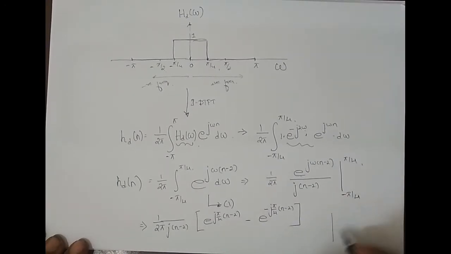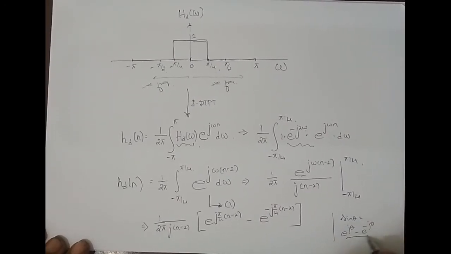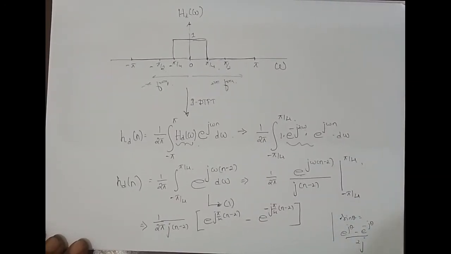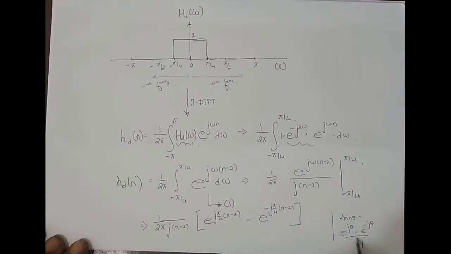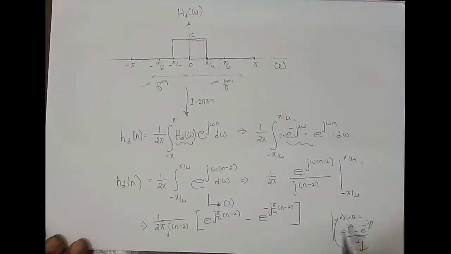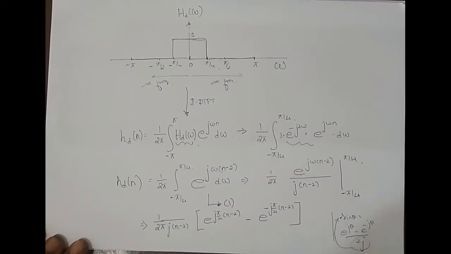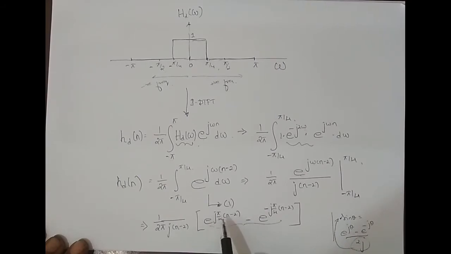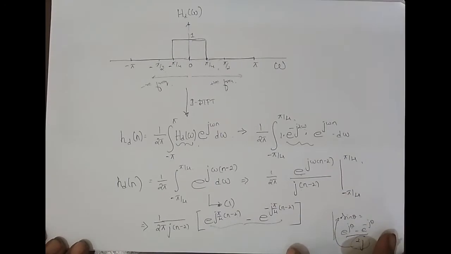Now what is sine theta? Sine theta is e power j theta minus e power minus j theta divided by 2j, right? Let me apply this result here. We have e power j theta minus e power minus j theta. If I take this 2j to the left hand side, 2j sine theta is equal to e power j theta minus e power minus j theta. So in terms of sine I can write this as 2j times sine of pi by 4 into n minus 2, right?